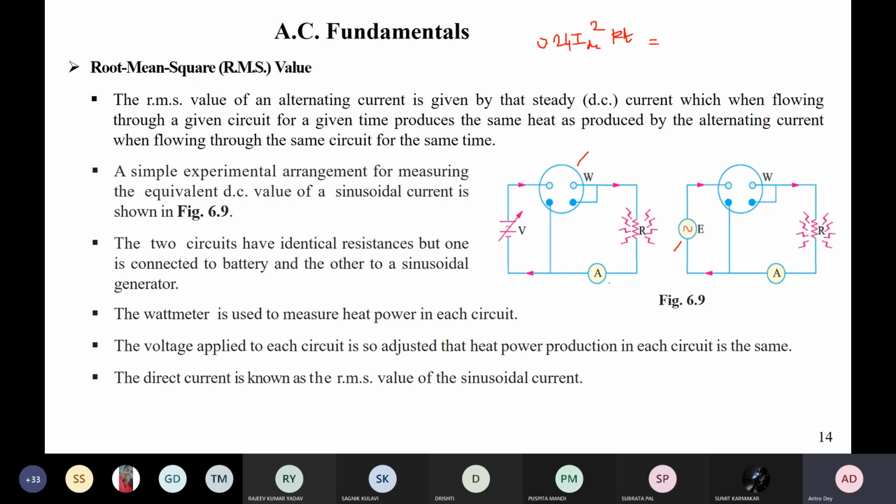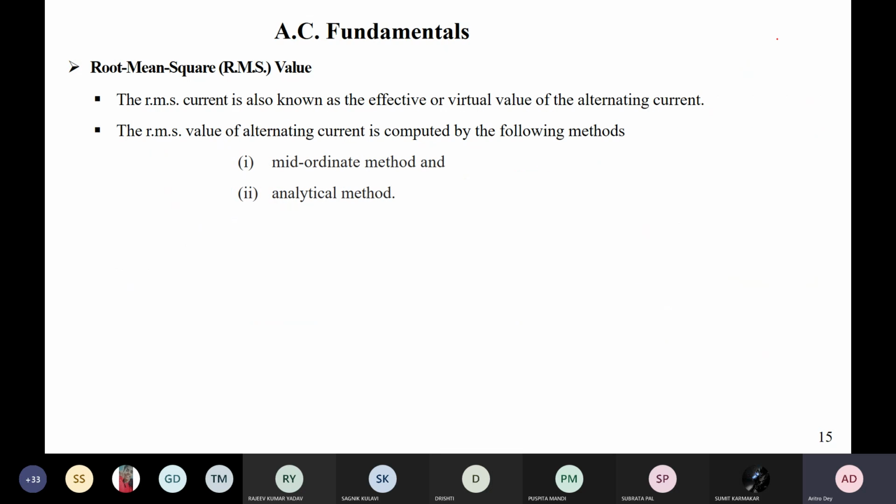And here, how can you write it? It is 0.24 into the integral. You have to integrate from 0 to 2 pi, and then you should write Im sine omega t and all those things. Once you solve this analytically, you will get your RMS value. So it is done later.